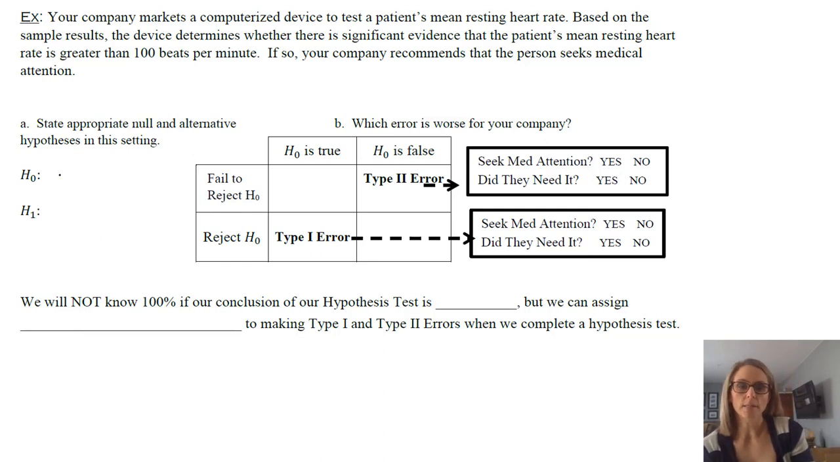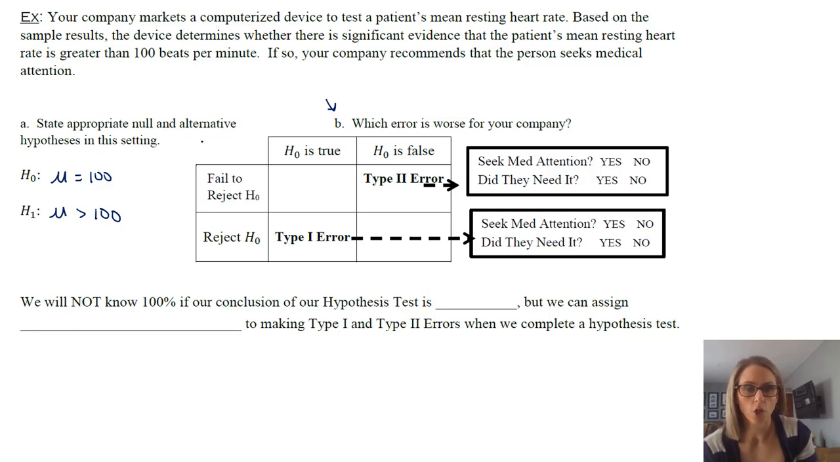Okay, so in this case, mean resting heart rate, we have that it would be 100, that would be the statement of no change. And then there's some sample evidence to say greater than 100 beats per minute. So we can write that. So we want to look at which error is worse for the company.